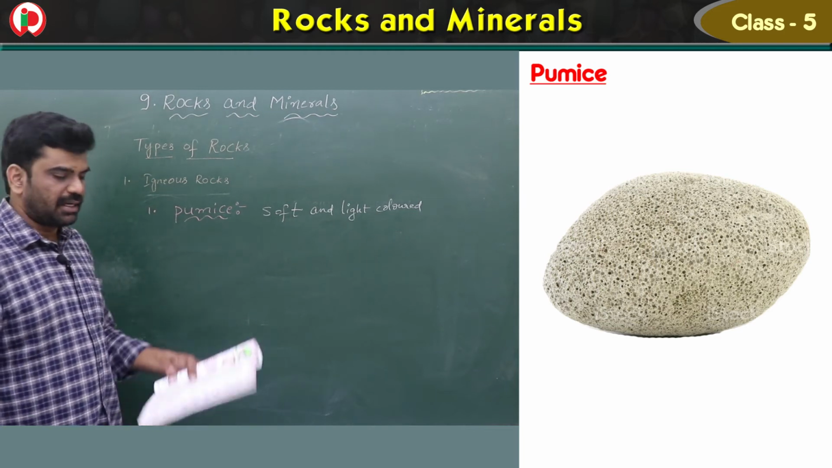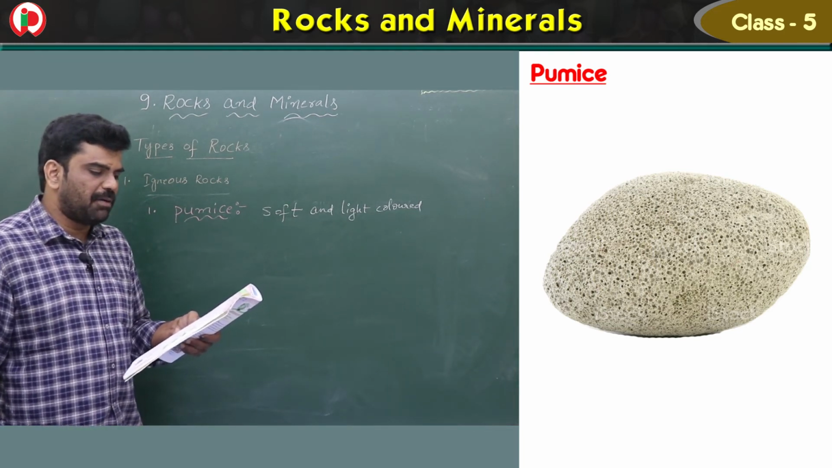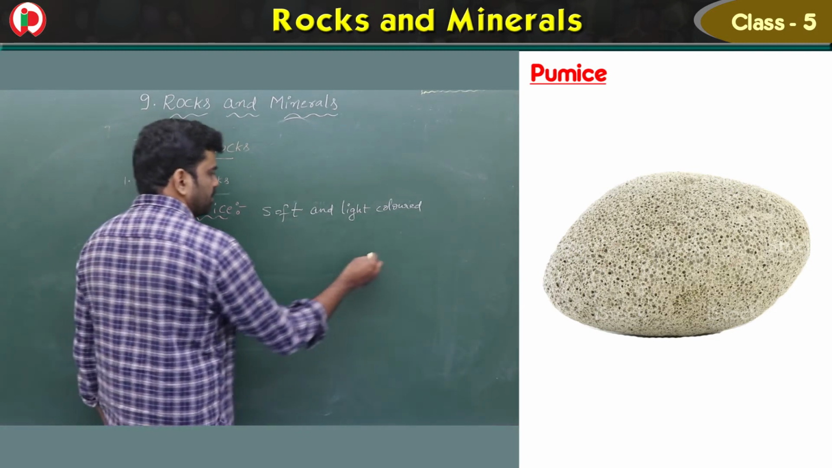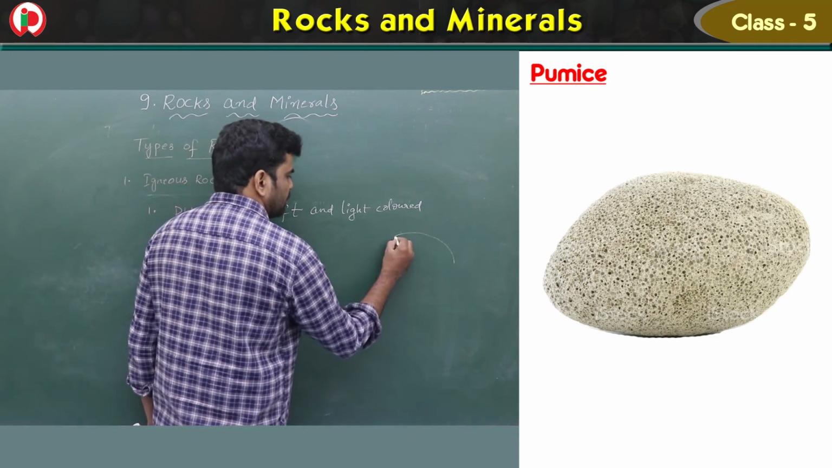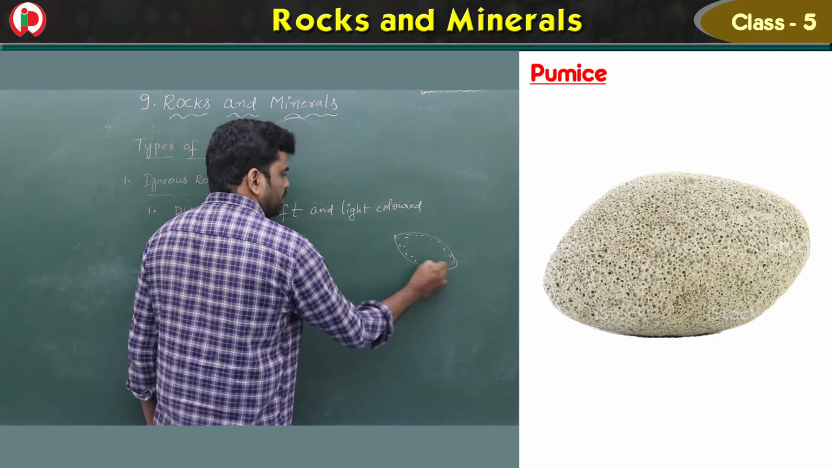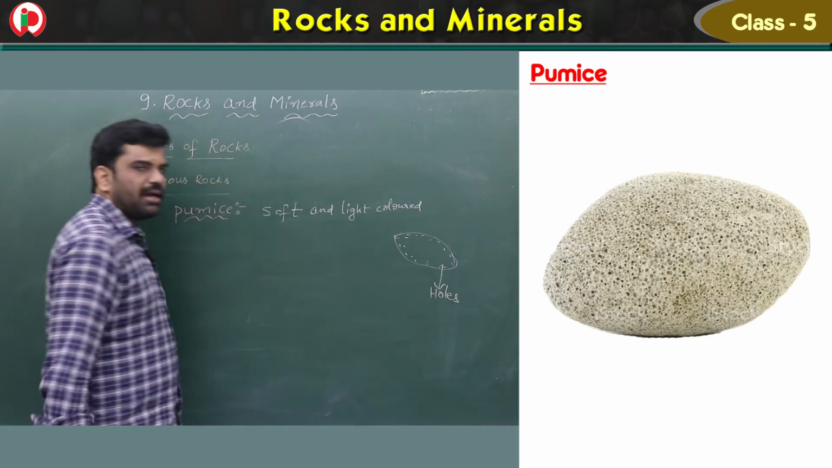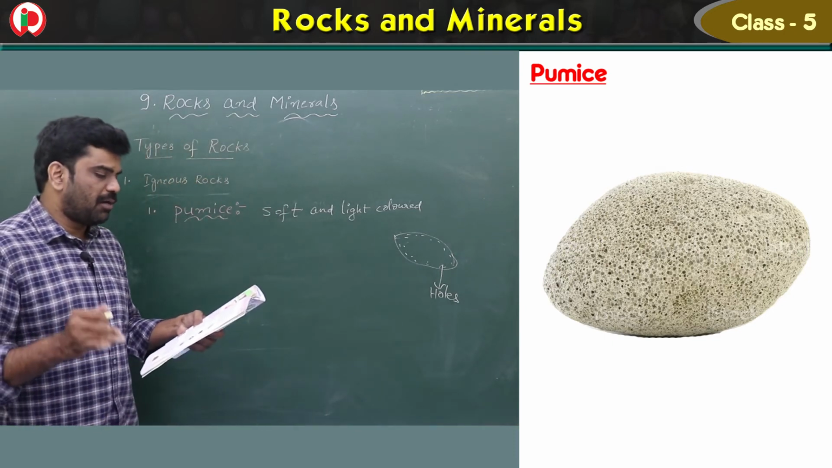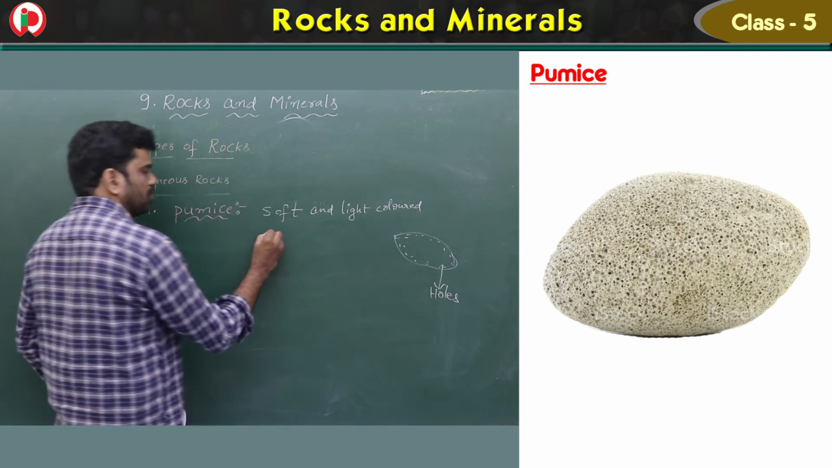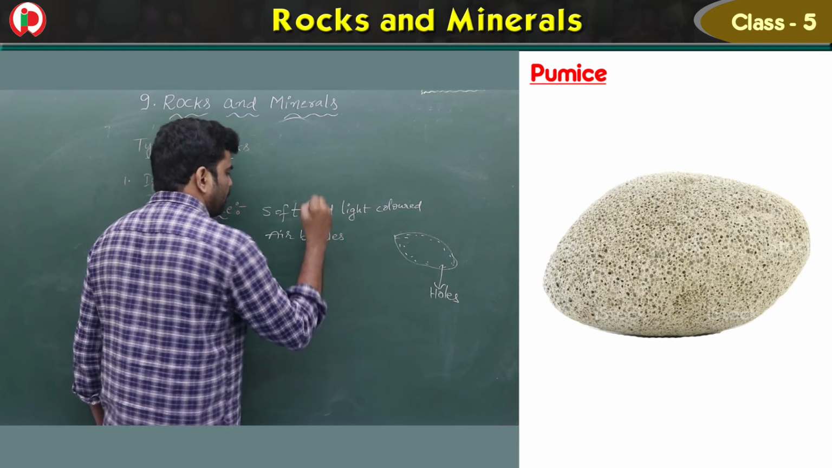Soft and light colored. It has many holes formed by air bubbles trapped in it at the time of formation. See, this is a rock that has many holes like this, children. These holes are formed by air bubbles trapped in it at the time of formation. So due to the formation of air bubbles, the holes are formed.